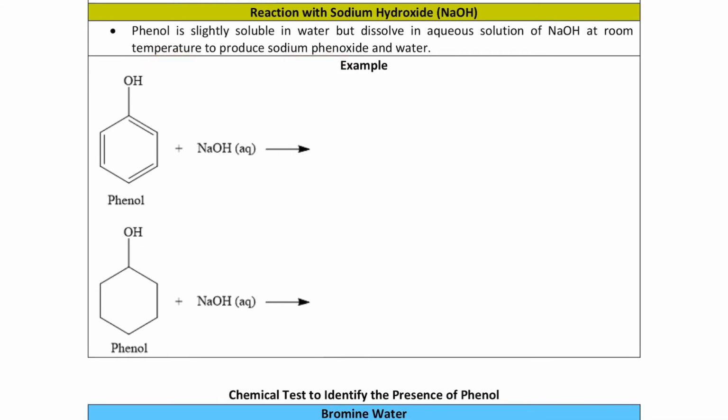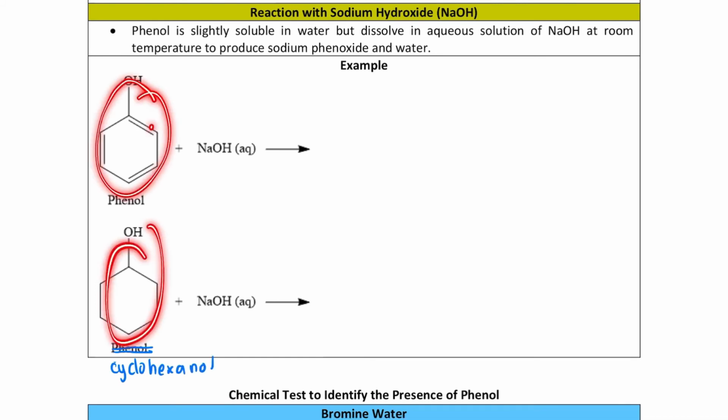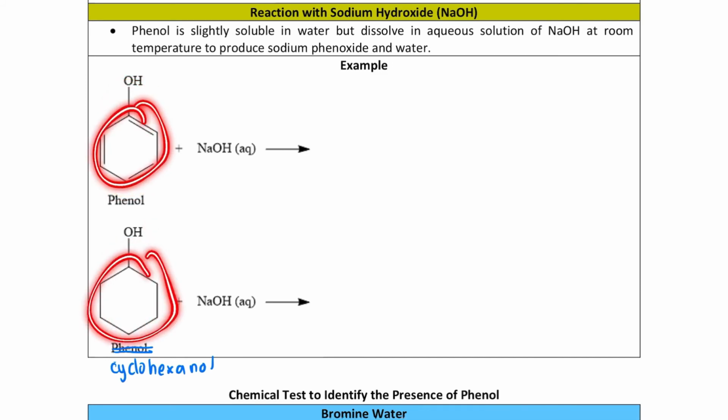sodium phenoxide and water. Okay, so dekat sini kalau kamu perasan saya bagi phenol dengan satu lagi, oh this is not phenol, okay, betul kan? Alright, sebab saya copy paste je kan. Okay, so ini adalah cyclohexanol. Okay, so kita ada satu phenol, satu cyclohexanol, although they look alike but they are not the same lah obviously because ini benzene ring, ini bukan benzene ring.